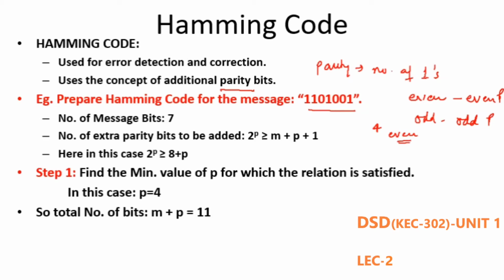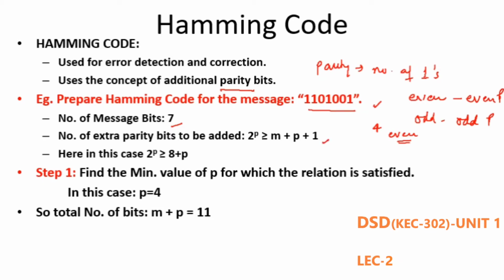So let's understand this Hamming code by an example. We have to prepare Hamming code for this message. So first thing is to check the message bits. So if I count the number of bits, I can easily see that there are 7 bits. Okay. So now using this Hamming code concept, we have to add some extra bits. And what is the formula for adding these bits?